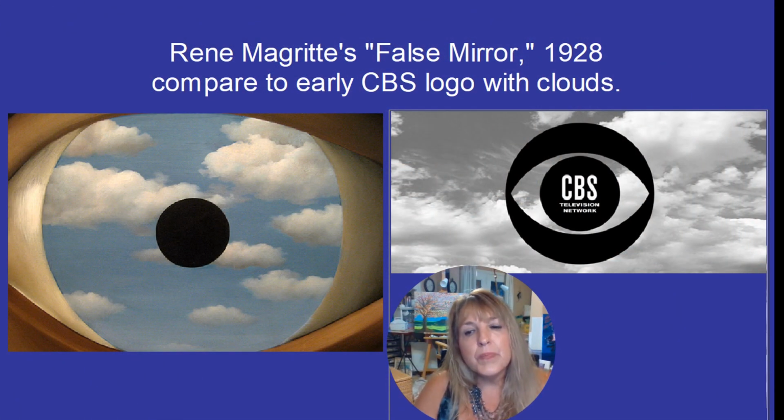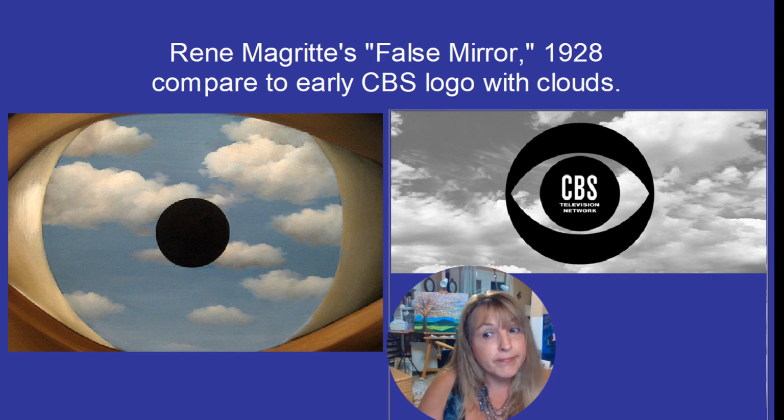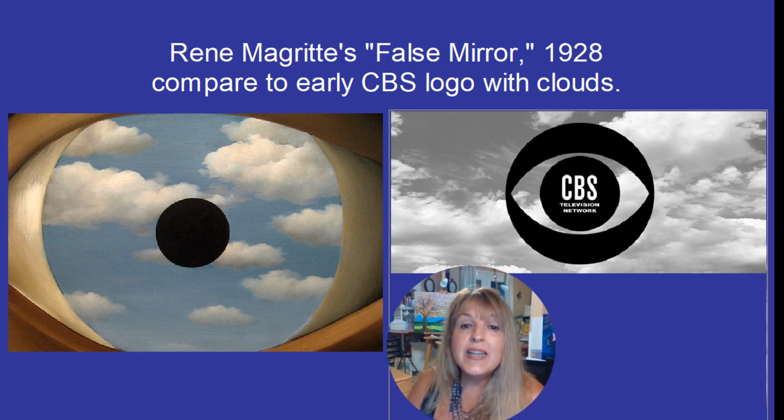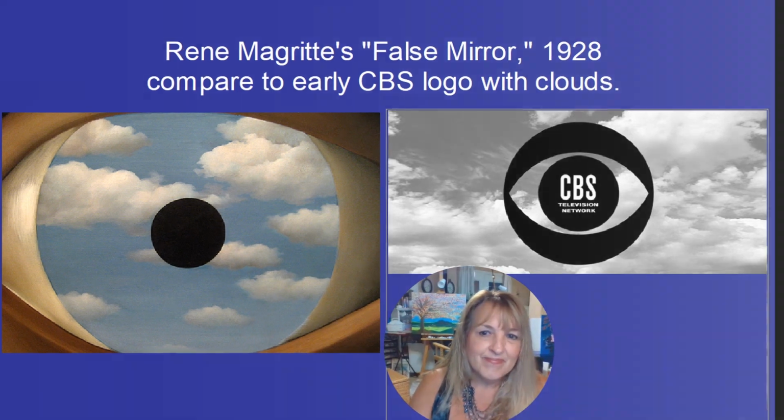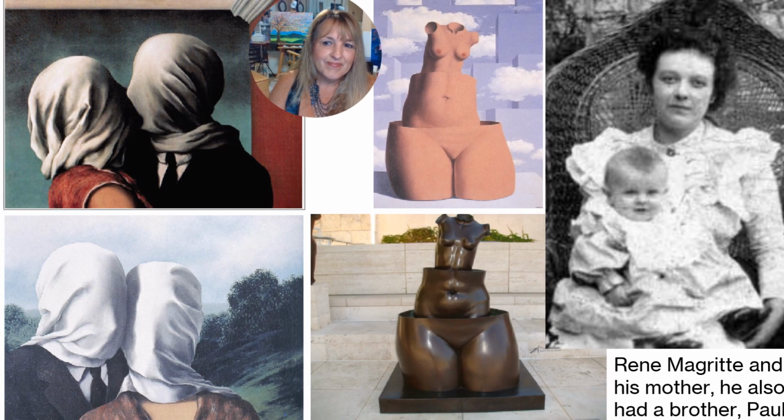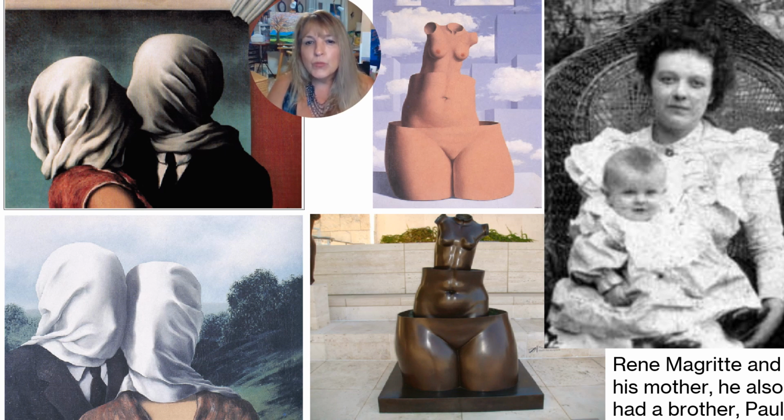So False Mirror was later taken up by CBS. CBS said it had nothing to do with this. I think they lied. So this was the 1928 image False Mirror compared to an early CBS logo with clouds. I definitely think they appropriated it. And then all these images of shrouded women, naked women, women with their heads cut off. Yeah, I think it might be related to his mother. Here's an image of his mother with his brother, Paul.